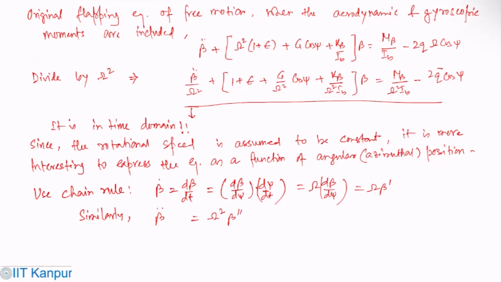So obviously you can see the dot stands for time derivative, and that prime or single prime or double prime stands for derivative with respect to azimuth.